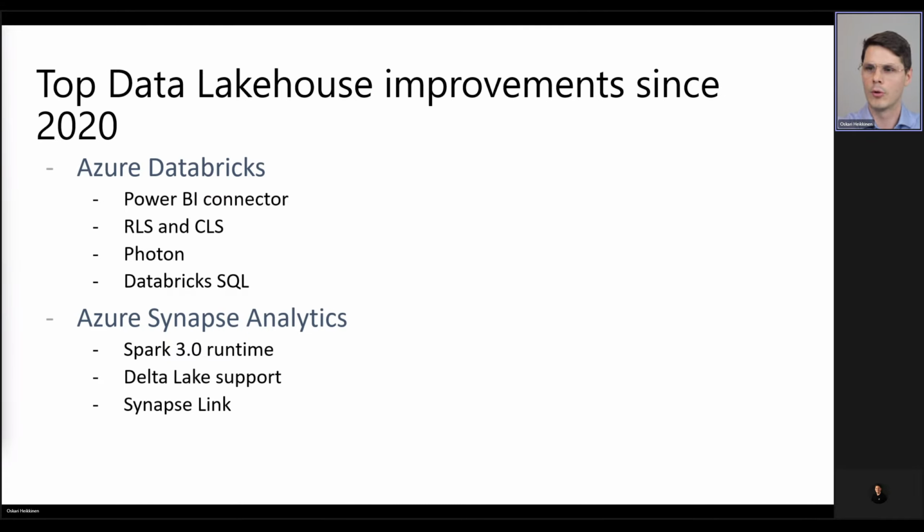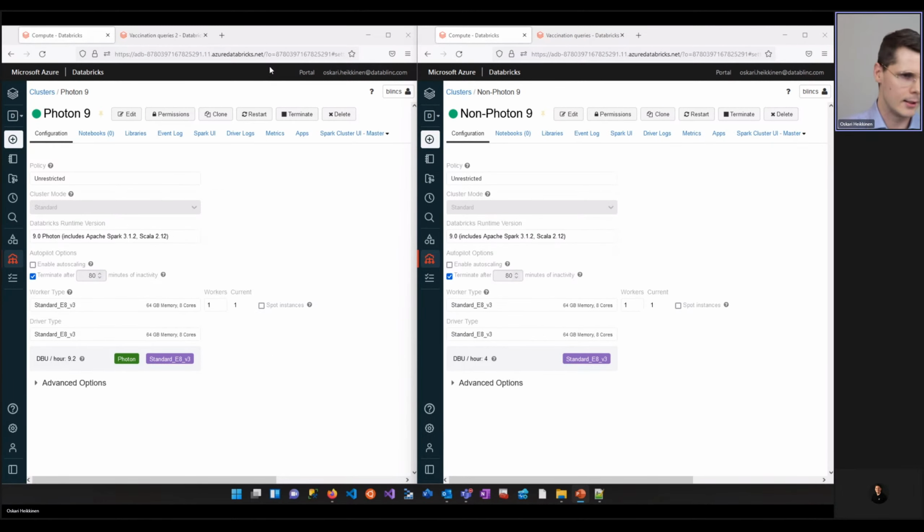So I would say those are my top 3 of the latest announcements. With that being said, let's look at some of the Databricks stuff, so Photon and Databricks SQL. So let's hop over to demos at this point.